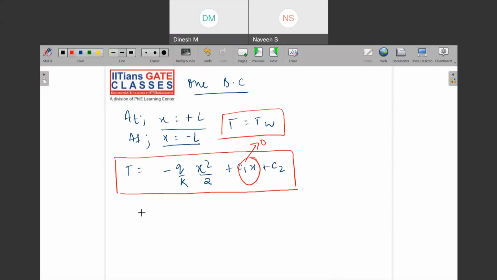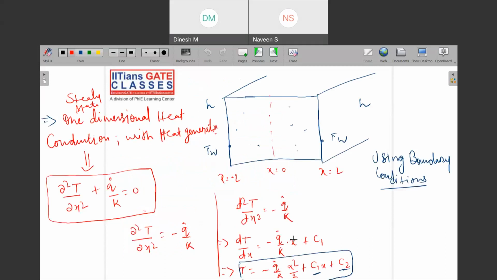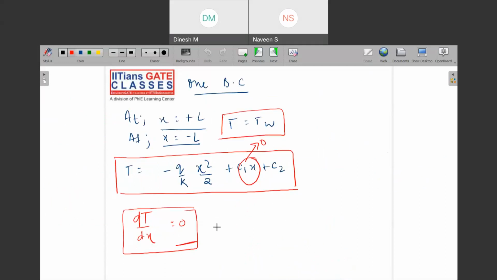Then if this C1 value is 0, the next thing is that you can find out dT upon dx and put it equal to 0. Where would this dT upon dx be 0? At x is equal to 0 only. My dT upon dx is this one, and when I put this equal to 0 and C1 is already 0, then x will have to be 0. Then only I can get the maximum temperature condition.